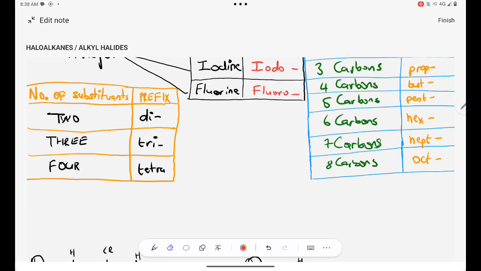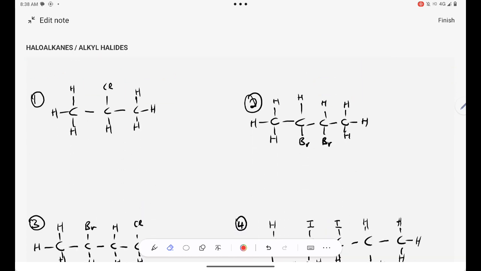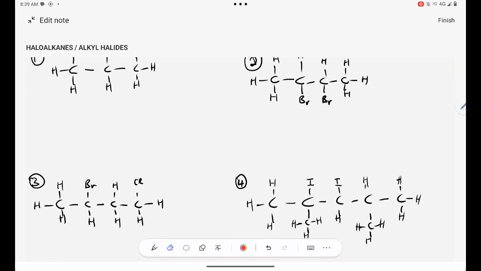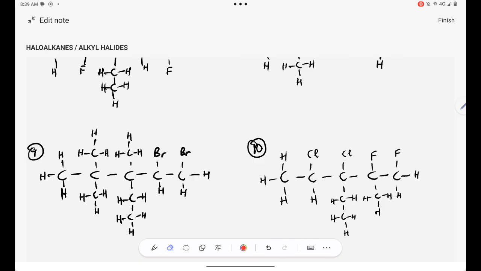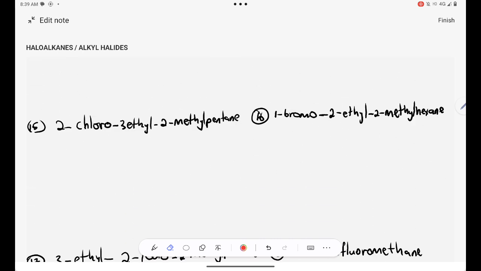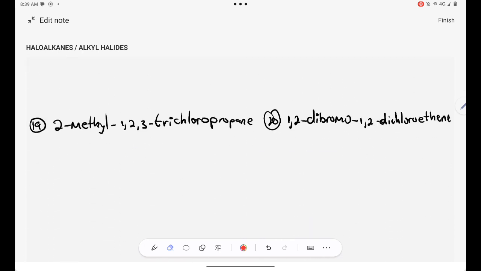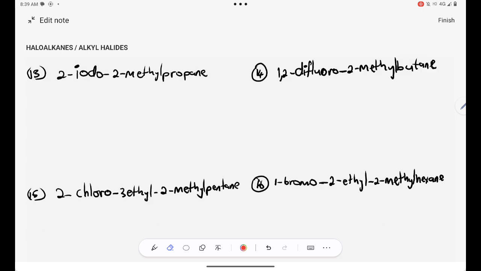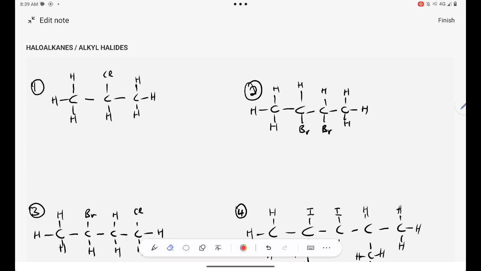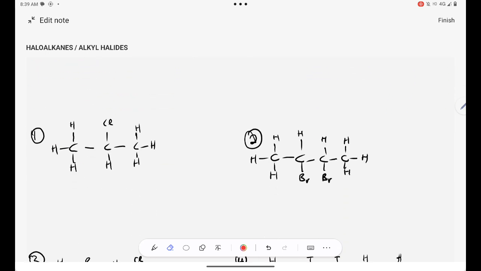This is part 2 guys of the Haloalkanes video. All that I'll be doing is to name the organic molecules that I have here and then draw the structural formulas of the molecules that I have there. Okay, for haloalkanes, it's very simple guys.